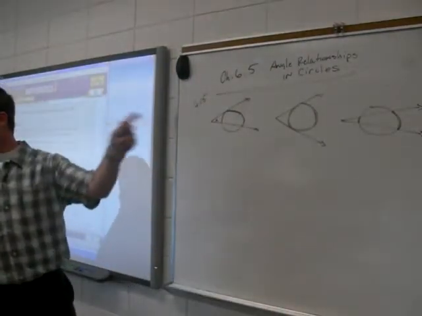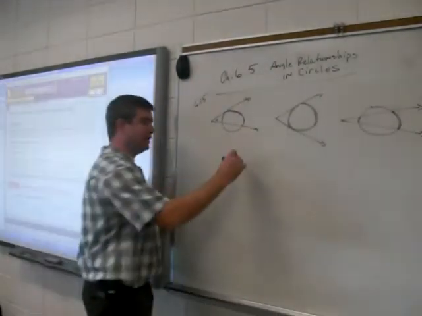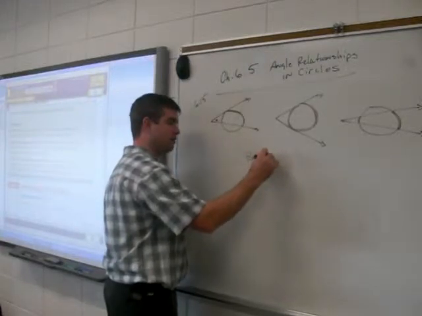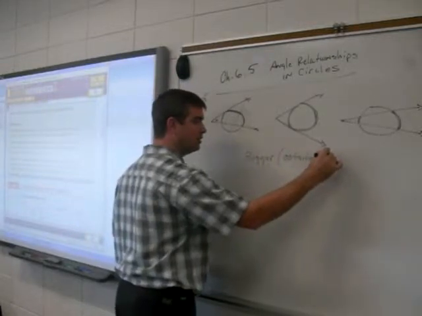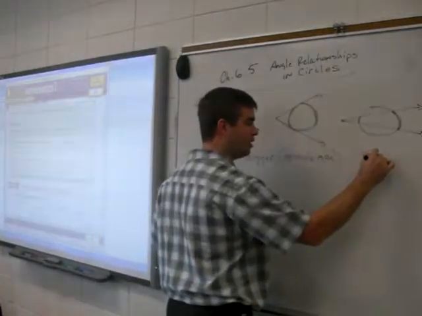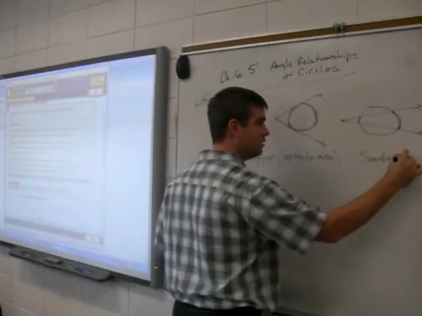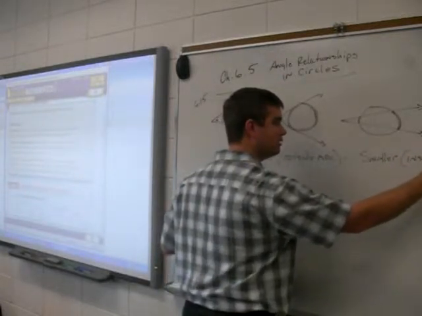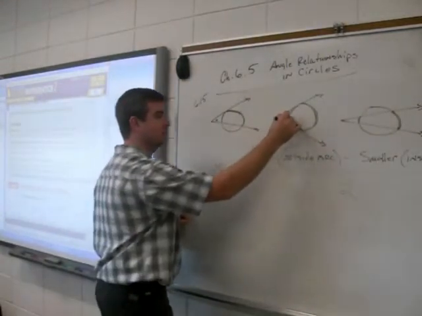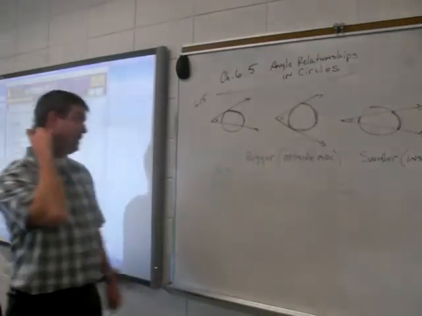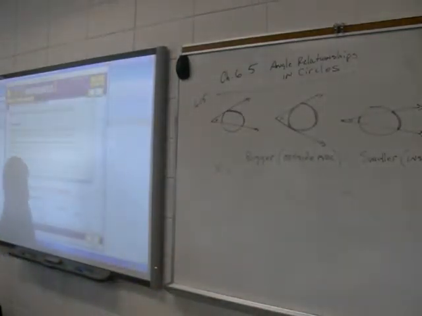The formula is the same in all three of these. It's always going to be the bigger, we'll say outside arc, minus the smaller inside arc, divided by 2. X will always equal the bigger outside arc minus the smaller inside arc, divided by 2. I'll give you a second to copy that down.